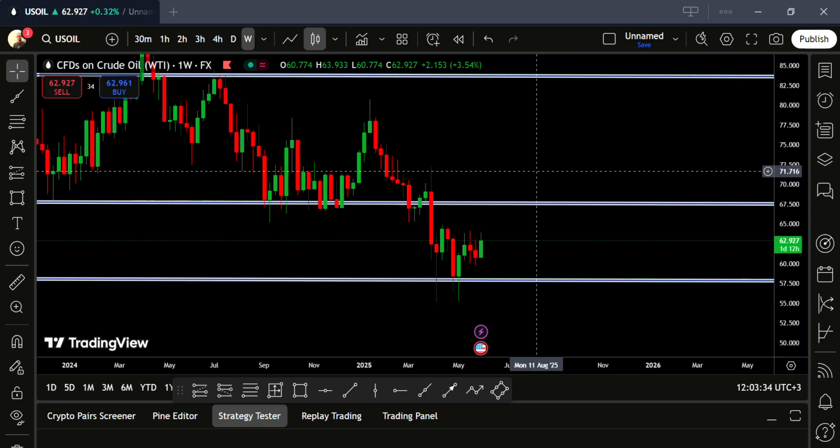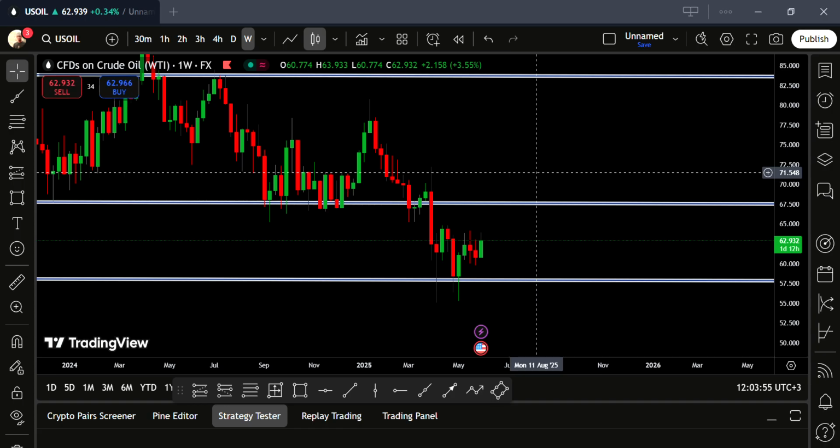I told you the strategy works on each and every pair, each and every asset, each and every commodity, as long as it uses candlesticks, charts, and it is on the TradingView platform. You will be able to analyze it well and get the direction of the market.